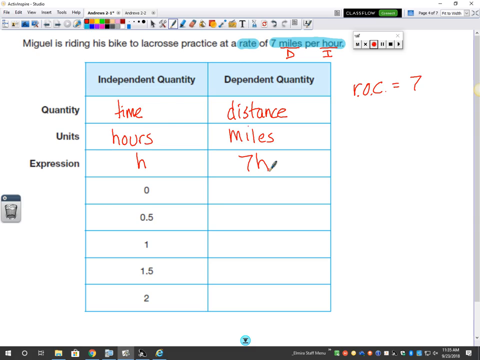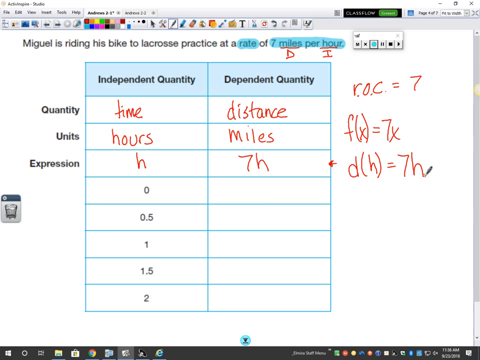Okay, as a function, we could be very generic. We could say f of x equals 7x. But since we have these values here, we should probably make it more personal to the equation. We could do d of h or m of h. Doesn't matter. Okay, d for distance, m for miles, either one in terms of hours h.